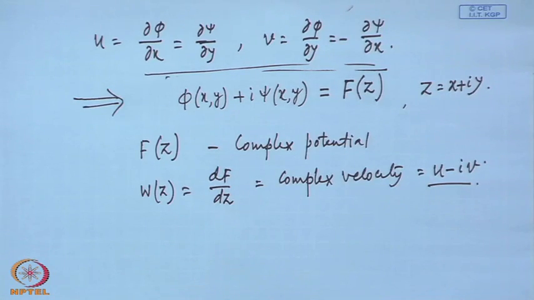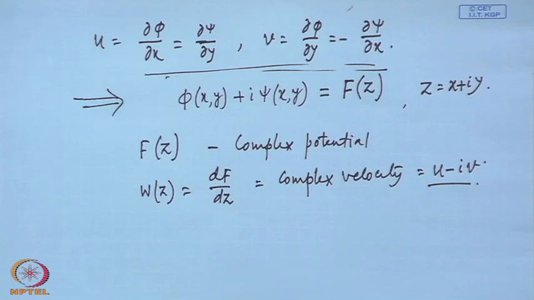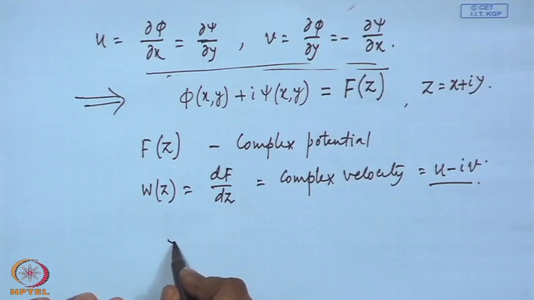Now, any function can be thought of as a mapping, even your simple function y equals x square. With this you map x onto y, x becomes y because of this transformation. So, any function as such can be thought of as a transformation. So, if we have another complex function of z, let us say zeta of z, where zeta is xi plus i eta.